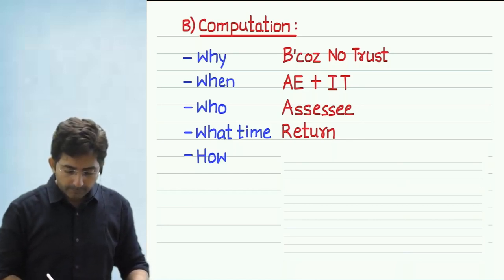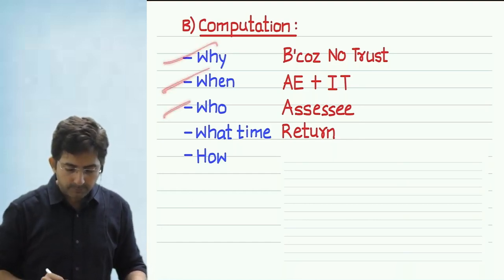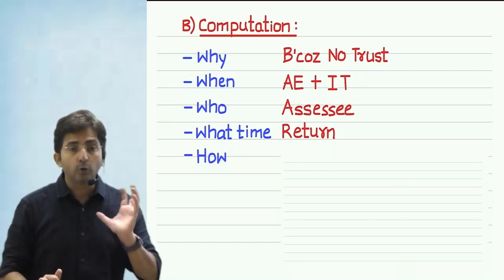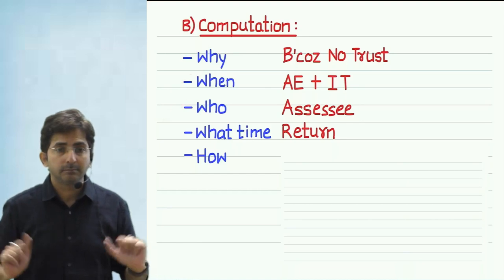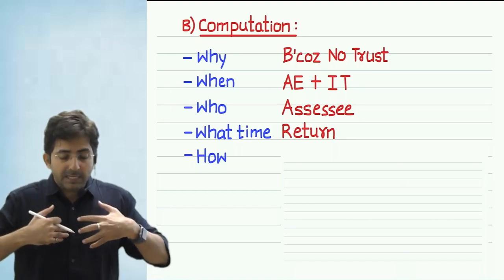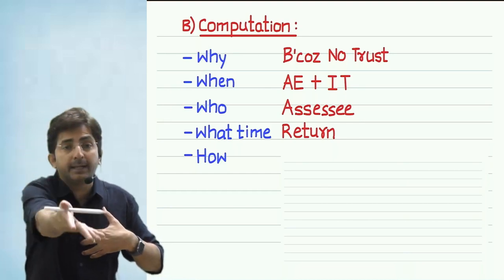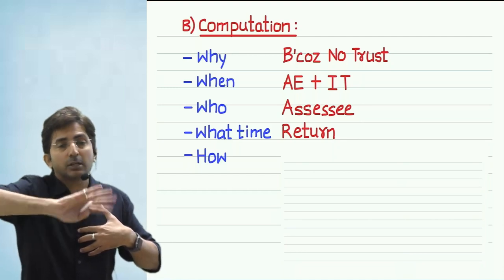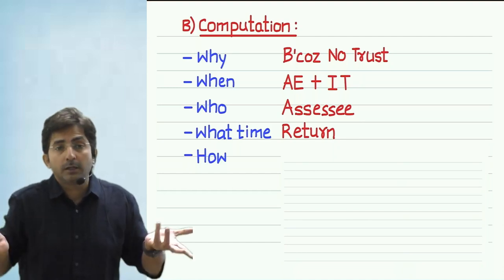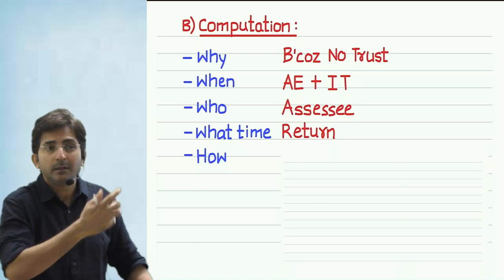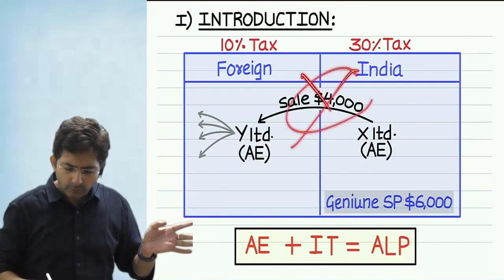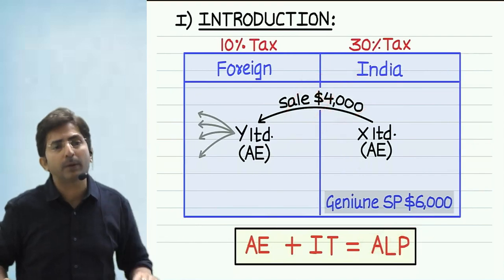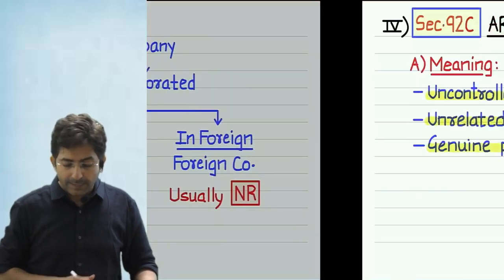So tell me, till here repeat the points. Why to compute ALP? Because the government does not trust the price charged by me to my associated enterprise in an international transaction. Because the law does not trust that $4,000. Please buy at that amount only. Because the law does not trust this $4,000, they want to know the genuine price. So that is why to compute ALP.